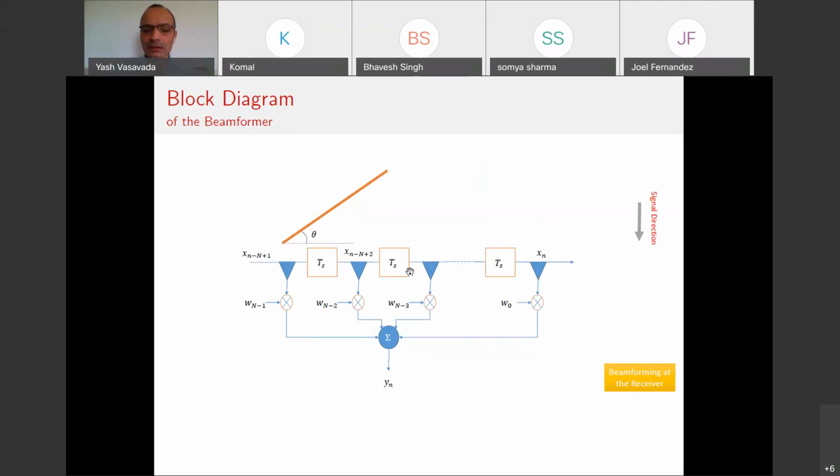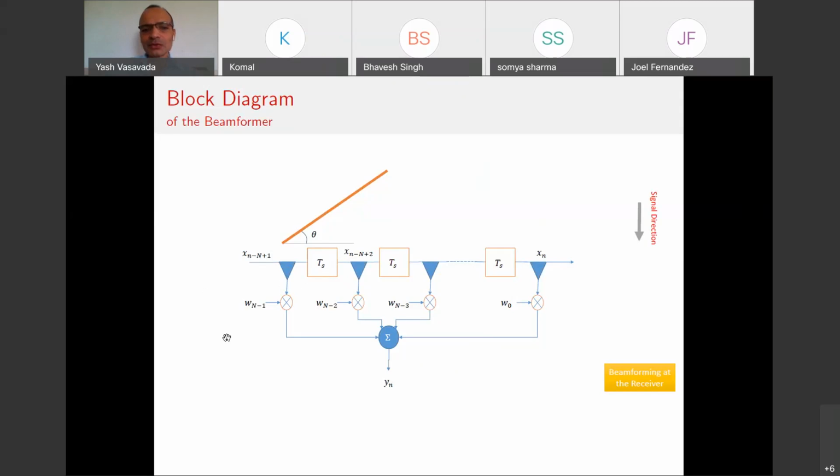Sin theta by c. Let d be the spacing between the antenna elements of the array. Yes, then d sin theta by c. Yes, correct. So t of s is d sin theta divided by c. Obviously, if this was a diagram of the FIR filter, then this t of s is nothing but the sample duration.